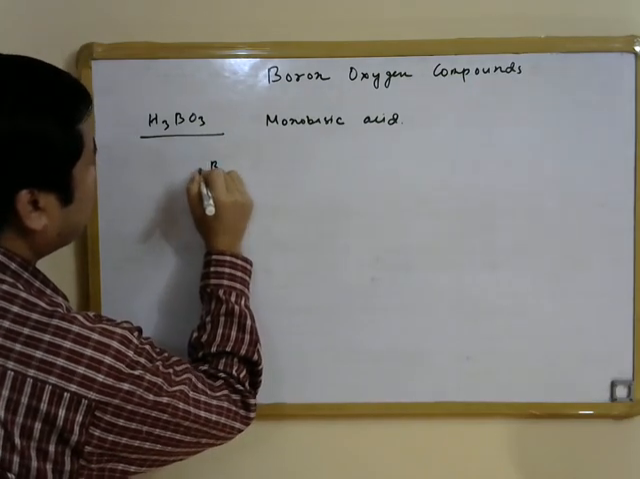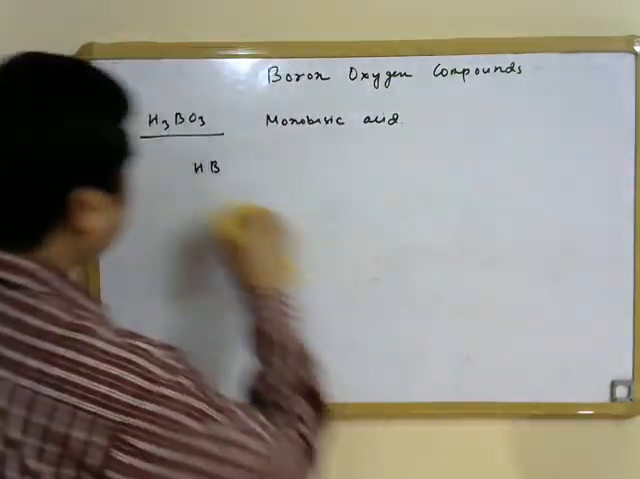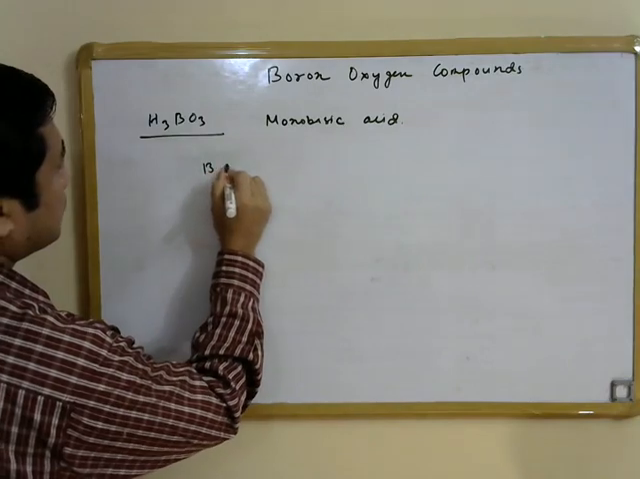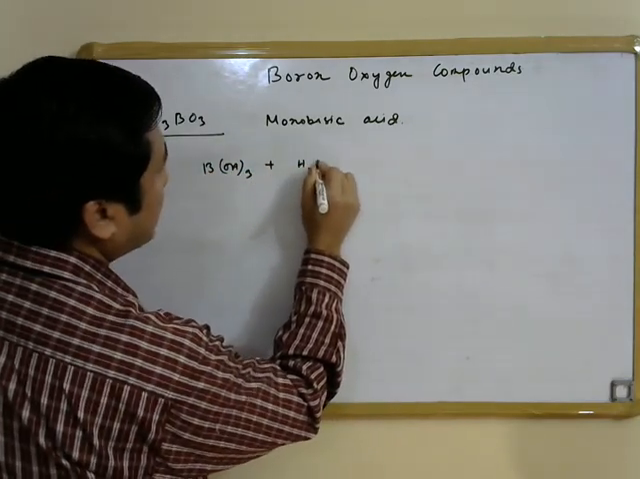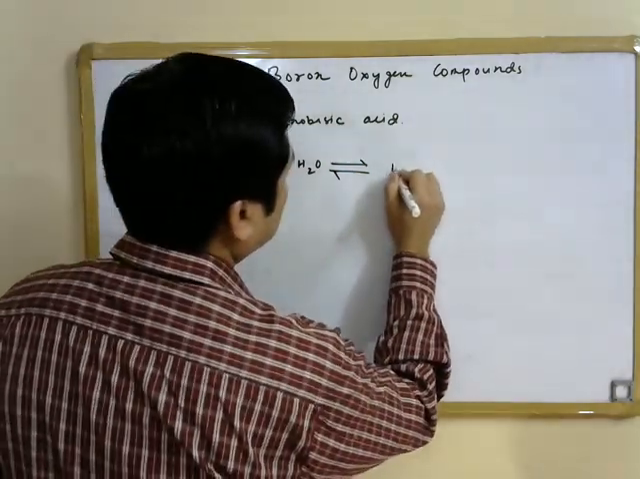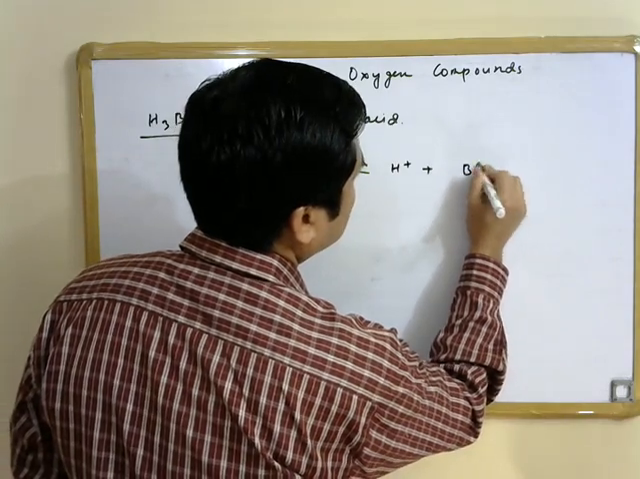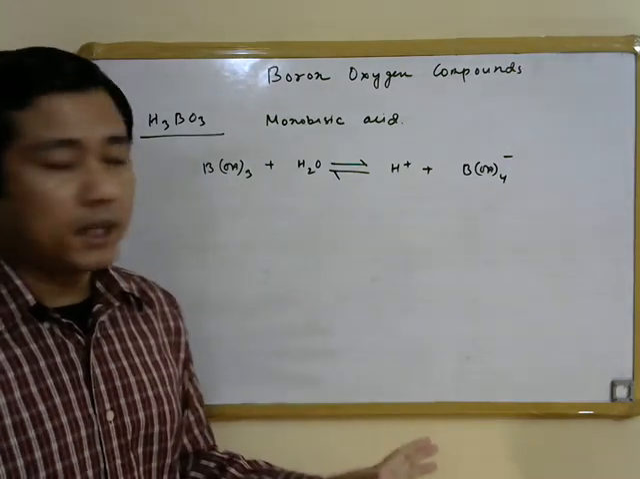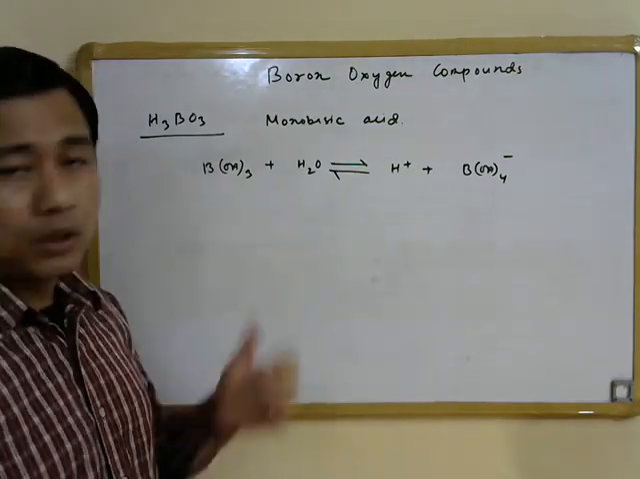B(OH)3 will accept OH- ion and essentially result in B(OH)4- and H+ ion, and that is how it acts as a monobasic acid only.